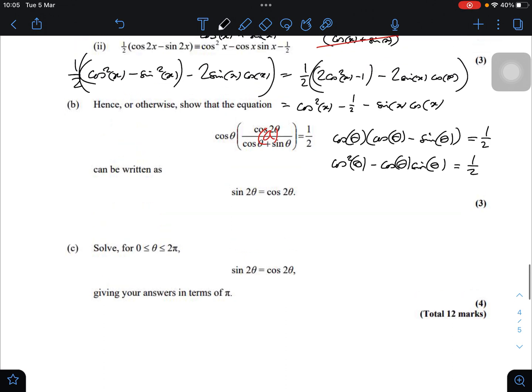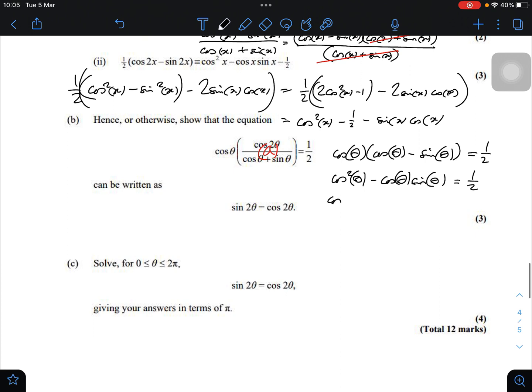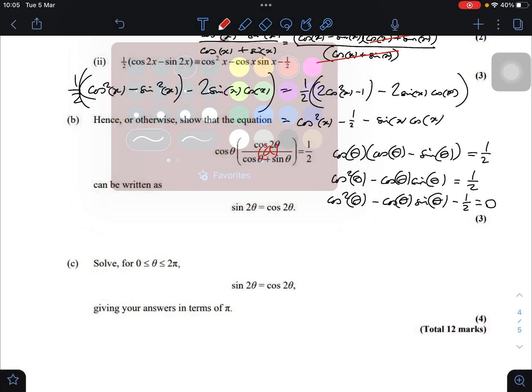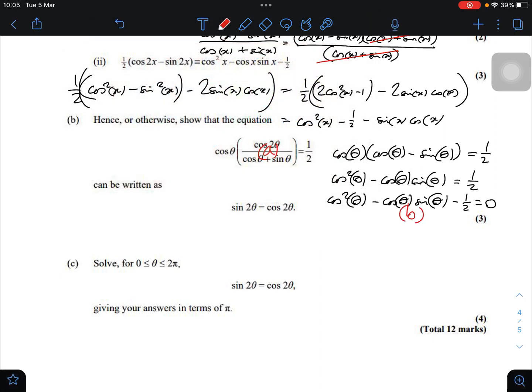Does that remind us of anything? Should do, because what we're going to get is cos squared theta minus cos theta sine theta minus a half equals 0. Well, that there is actually just part B. If you look above, it's exactly the same as part B.